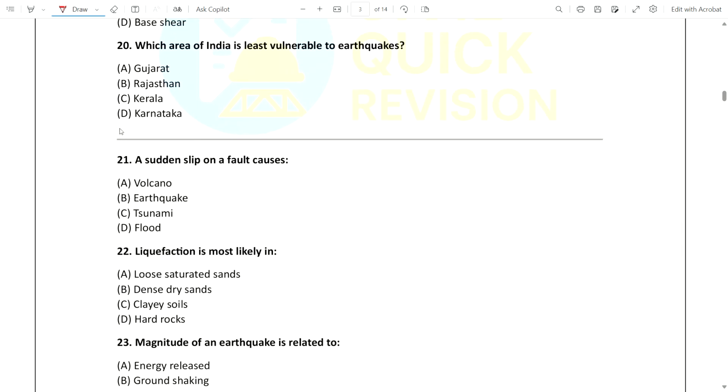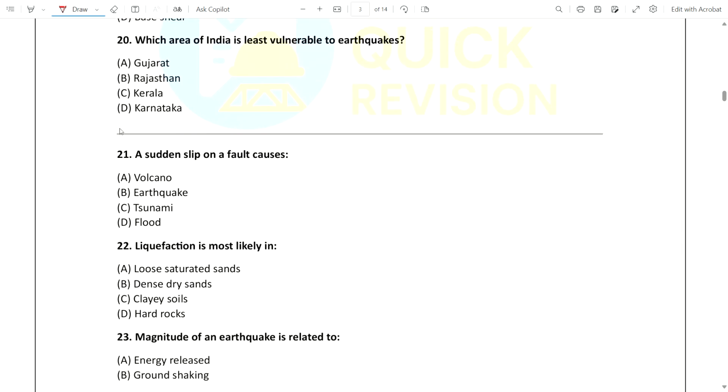Now coming to 20, which area of India is least vulnerable to earthquake? It's Gujarat, Rajasthan, Kerala, Karnataka. Here you will remember this is Karnataka.